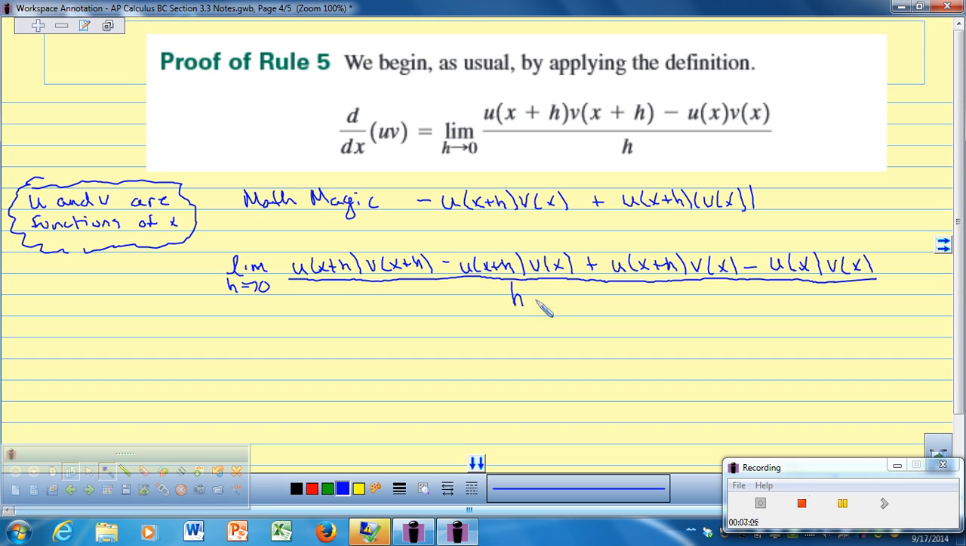Okay. Now, really all we did was subtract and add this little section right here. And because we subtracted then added it, we haven't changed the expression at all, just its appearance. So now I'm going to rearrange my limits a little bit so that we can see how this falls out. We'll have the limit as h goes to 0 of u of x plus h.